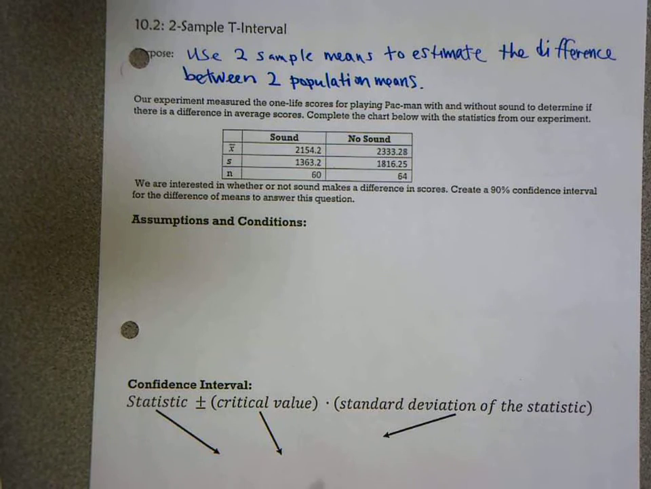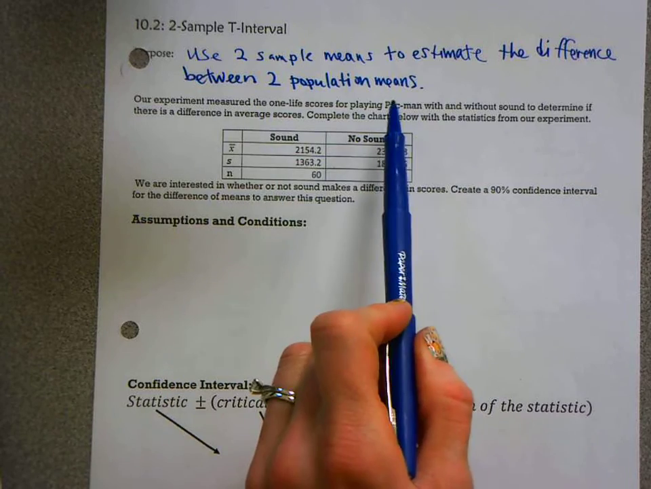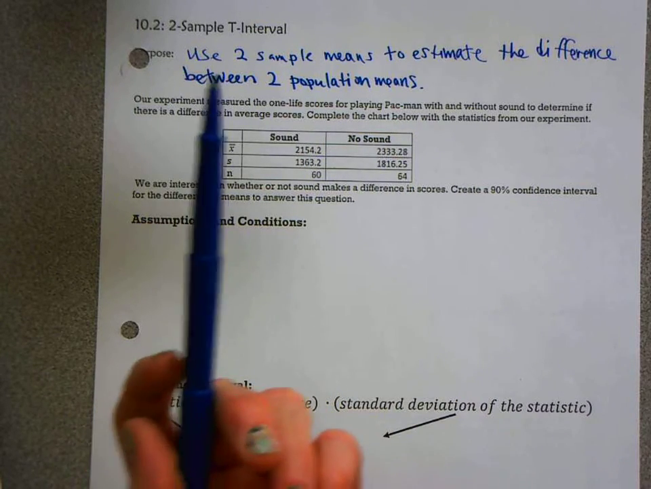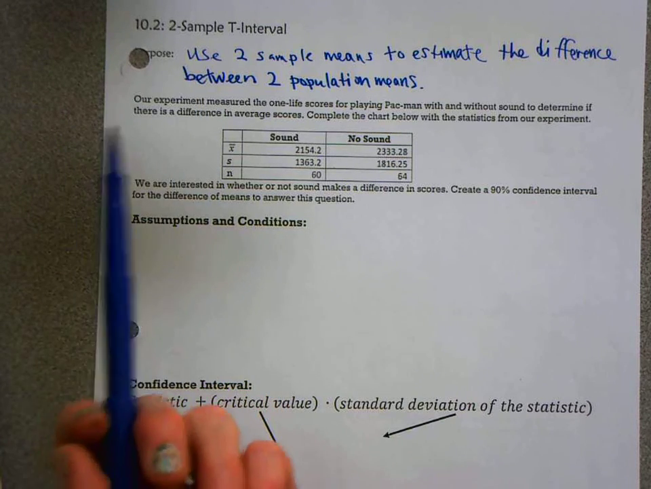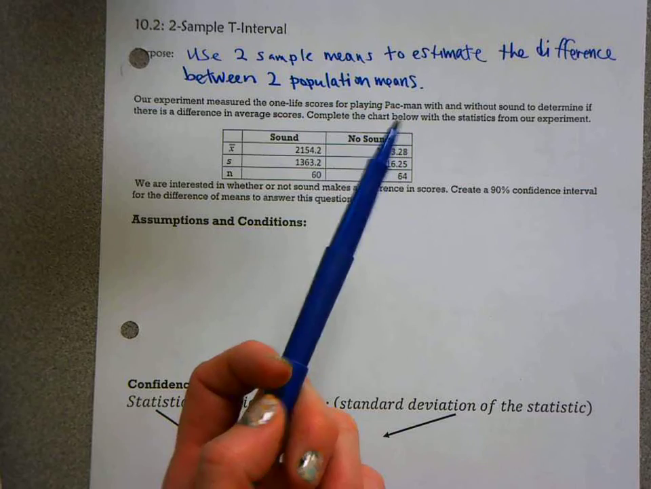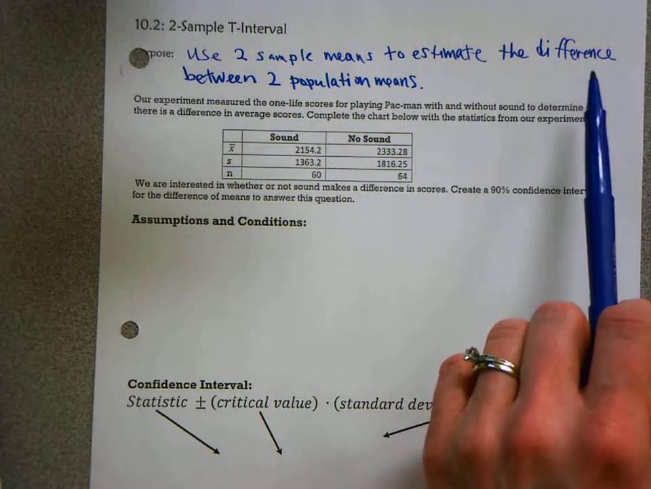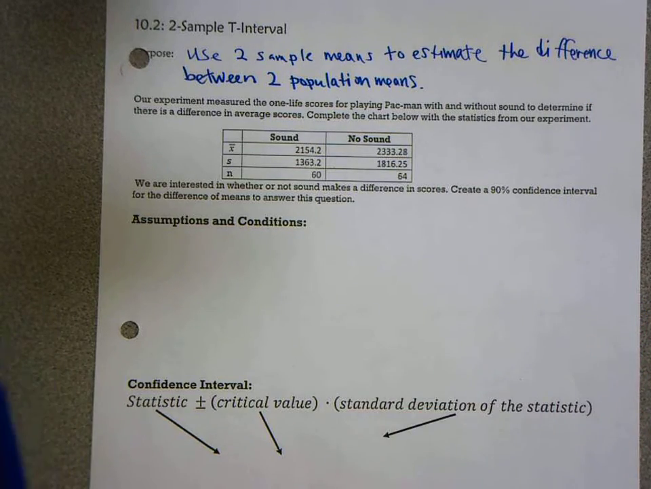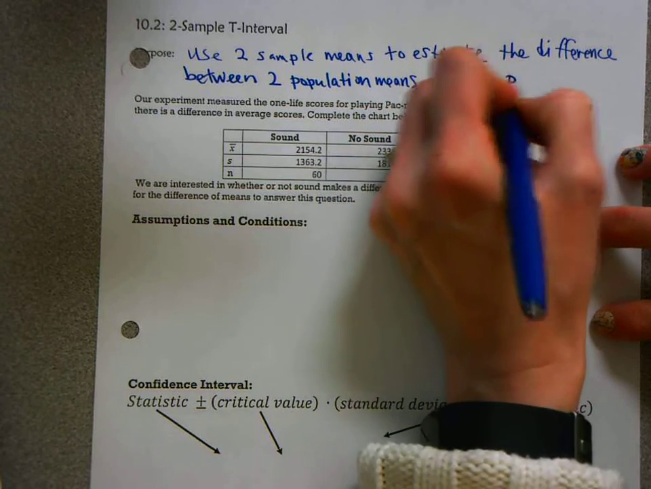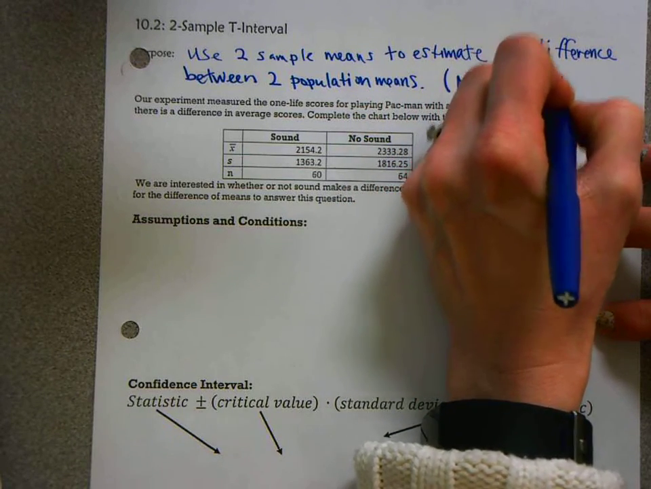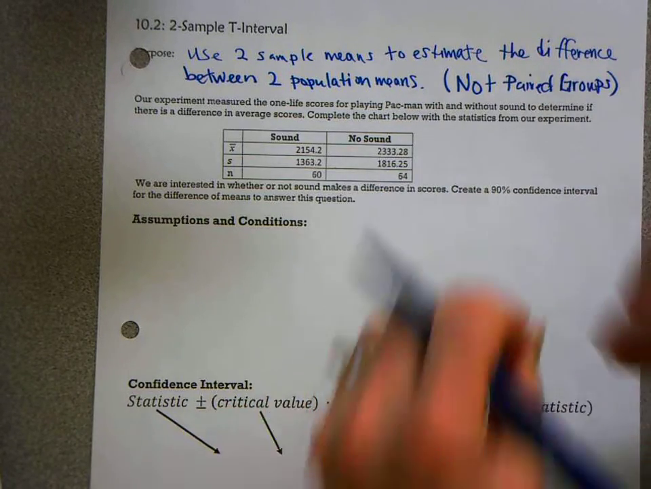So this idea of using an interval to see the difference between 2 groups is not anything new. We just did it with a 2 proportion z interval, which was your yellow template. But we also did this back in chapter 8. So way back in chapter 8, we looked at the difference between 2 groups, but we did paired groups. And so the big difference here is that they are not paired groups.